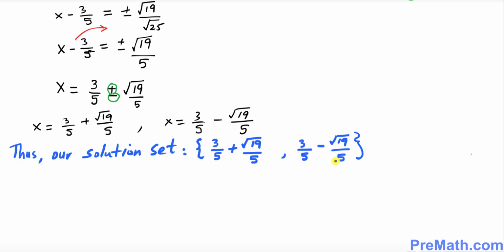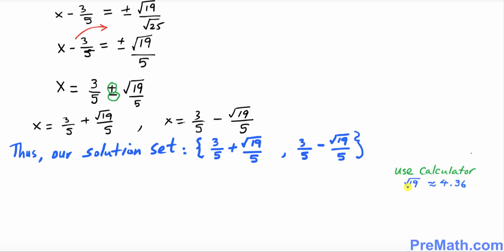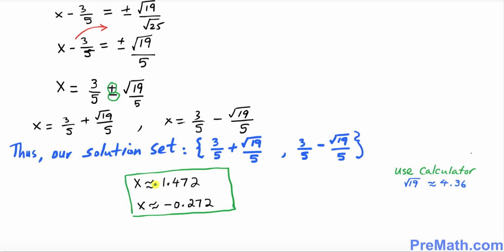However, if you are interested in decimals, we can do that as well. If you use a calculator, square root of 19 is approximately equal to 4.36. I want you to just plug it in. This way we're going to get the x value. And our solution turns out to be x is approximately equal to 1.472, and the other solution is approximately equal to negative 0.272.